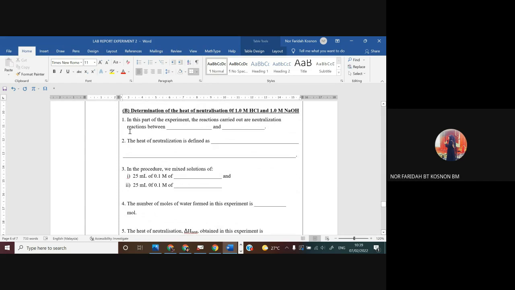Okay, next we have part B, determination of the heat of neutralization. Saya memang start macam ni. In this part of the experiment, the reactions carried out are neutralization reactions between apa and apa. Kena fahamkan eksperimen B tu, reaction antara apa dan apa. Dah nampak jelas dah kat atas tu.